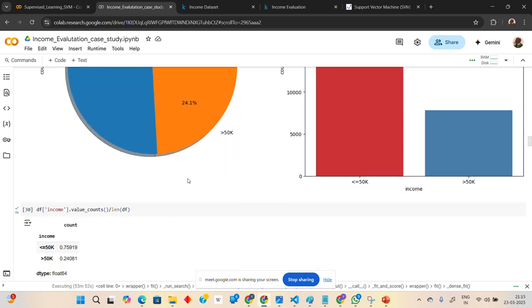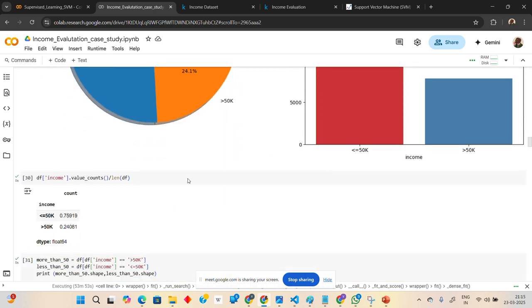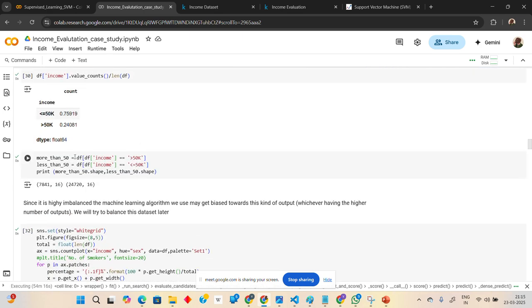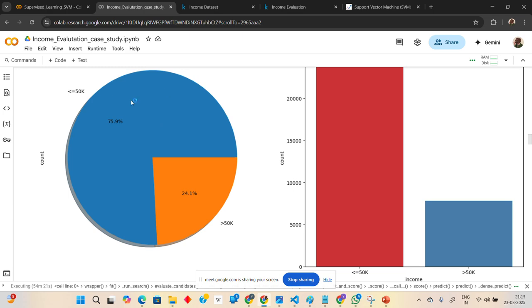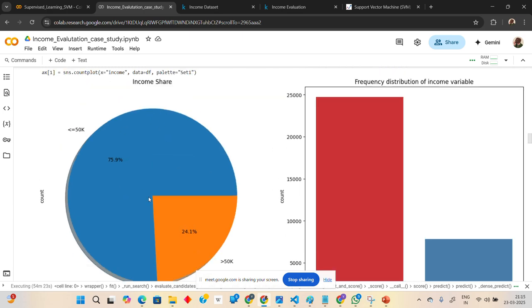Here you can add one more step if you want to know the count. That is what I just added here. The count is divided by the length of the DF so that we get the percentage. About 75 percent here are less than 50K, and the remaining 24 or nearly 25 percent are greater than 50K. So you can even plot with percentages. If you are interested, you can use this. Anyway, it is there.